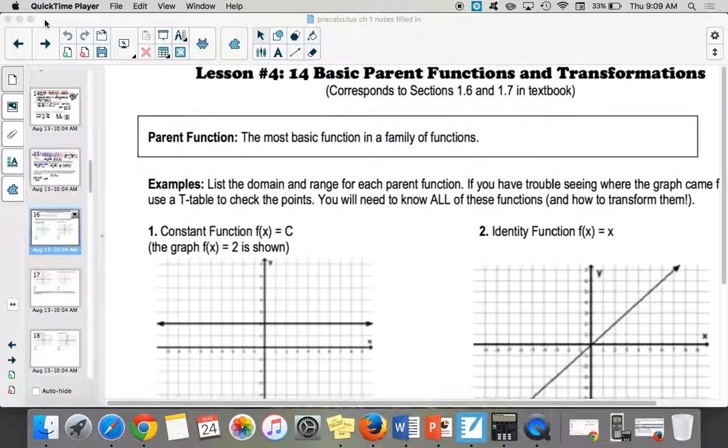All right, so lesson 4 is on 14 basic parent functions and their transformations. Most of these functions you should know already. Some of them you will have never seen. We'll talk about them throughout the year. So the first one is the constant function.